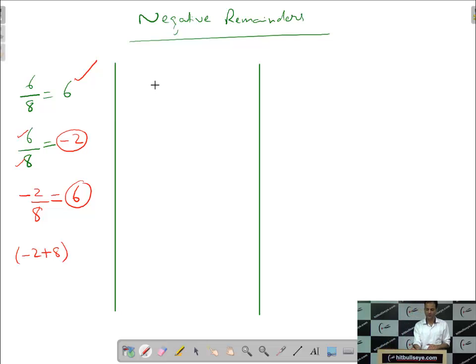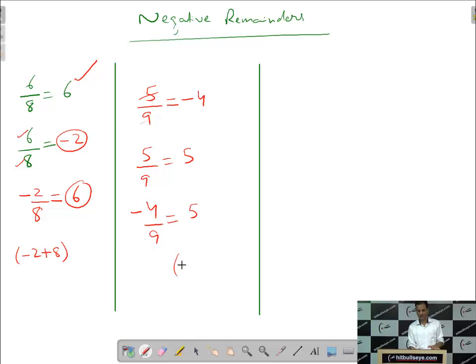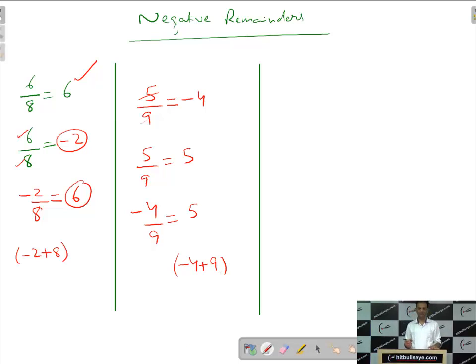Now again, if I ask you 5 divided by 9, what is the negative remainder? 5 is how much less than 9? Minus 4. And what is the positive remainder? 5 divided by 9, it will be 5, students. So if I say minus 4 divided by 9, what will be the positive remainder? 5. How? Minus 4 plus 9, it will be 5. Is it clear, students?